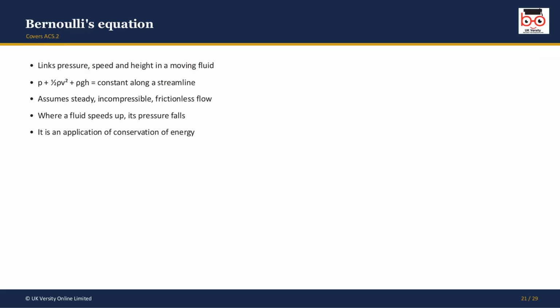Now for Bernoulli's equation, which ties together pressure, speed, and height in a moving fluid. It states that the pressure plus a half rho v squared plus rho g h stays constant along a streamline. It assumes steady, incompressible, frictionless flow. The striking consequence is that where a fluid speeds up, its pressure falls, which can feel back to front until you're used to it. And underneath, it's really nothing more than the conservation of energy applied to a flowing fluid.